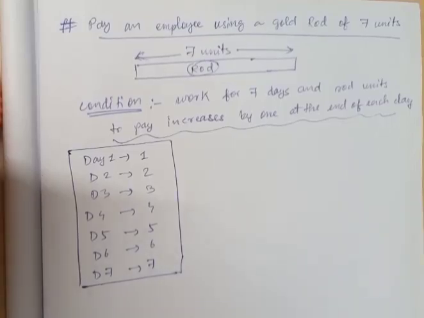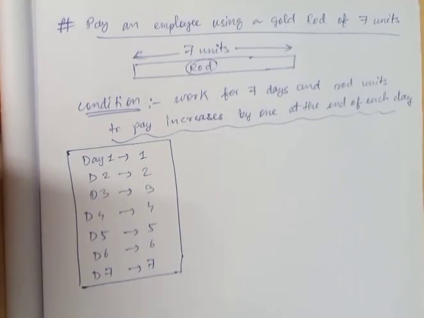Okay, so our first puzzle is to pay an employee using a gold rod of 7 units. So we are given a rod of length 7. The condition is the employee will work for 7 days and you have to pay him for all the 7 days. But the condition is that you have to pay each day such that the number of units increases by 1 at the end of each day.